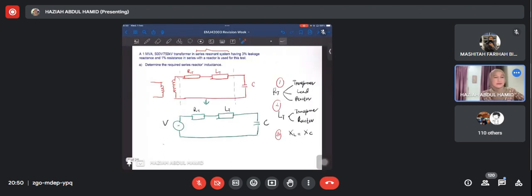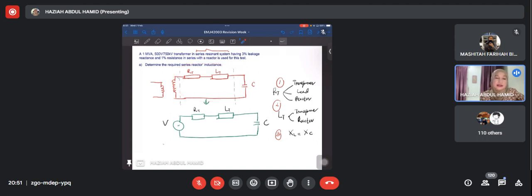Right, easy, right? Okay, next question is, if the testing transformer is given in this rating: 1 MVA, 500 volt, 750 kilovolt transformer in series resonance system having 3% leakage reactance and 1% resistance in series. Determine the required series inductance. If you refer to my previous note, there is also a series resistance circuit, because in the question it's already mentioned series resonance system. So just focus on series resonance system.